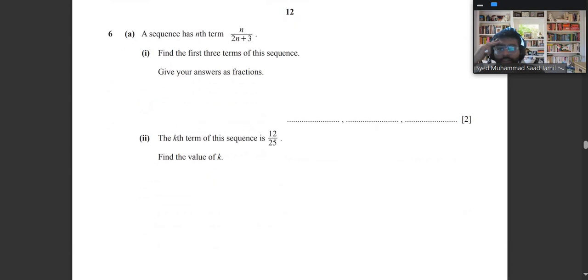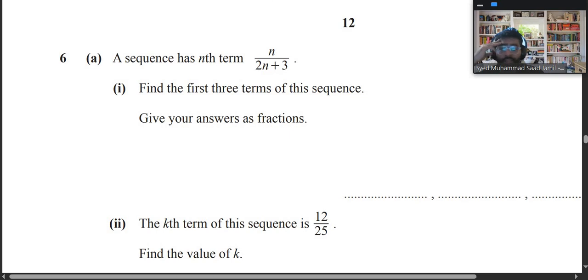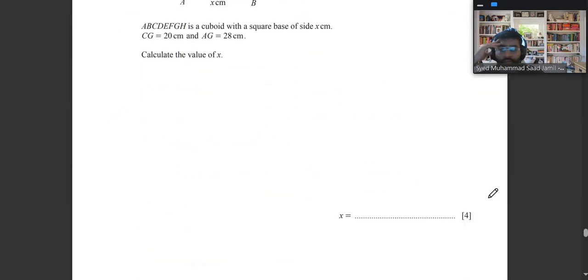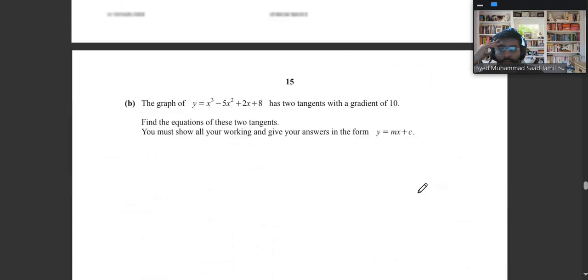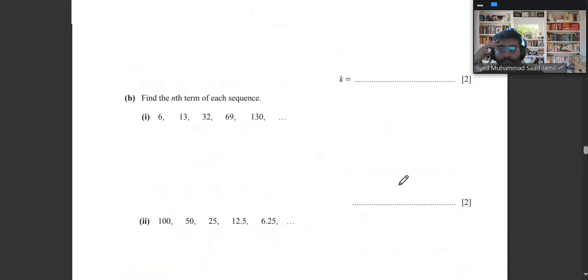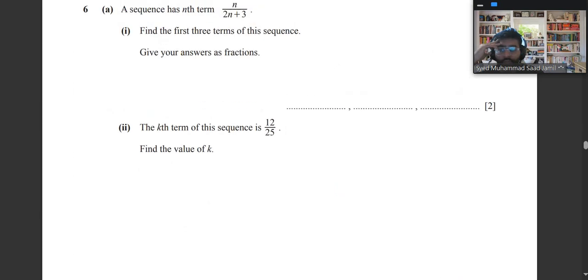Next question, it says a sequence has nth term. Let me just see how many questions are left actually. I don't know how I gave this paper during my time. They should reduce the length of it. It's more than difficulty, it's like an endurance test.